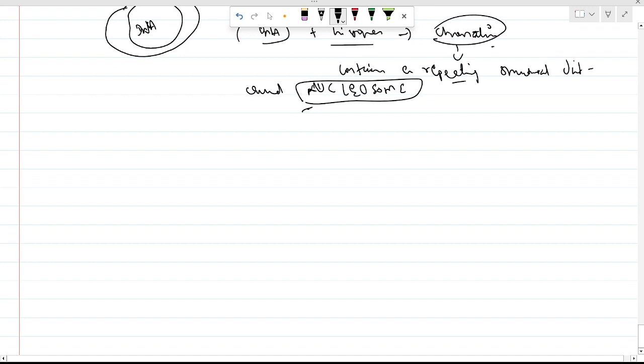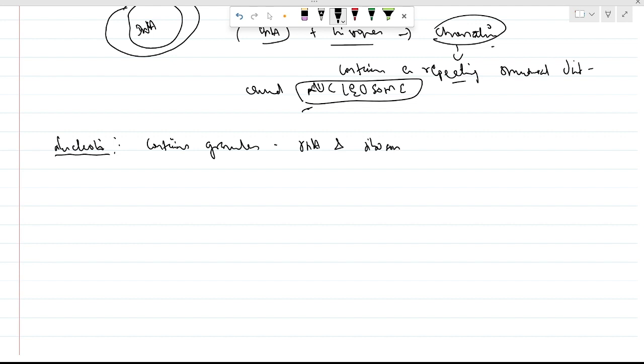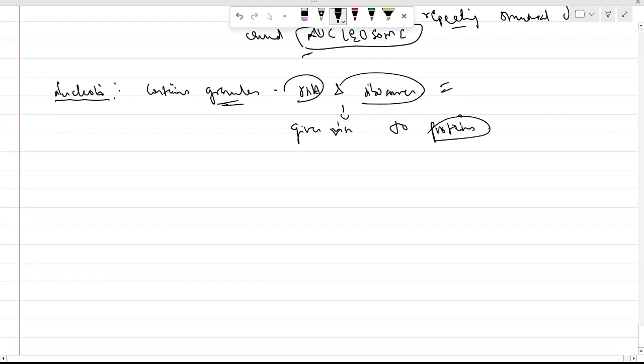Then in the nucleus we have another structure called nucleoli. This nucleoli contains granules. These granules are RNA and ribosomes. This, as we know, gives rise to proteins. RNA and ribosomes are involved in translation and give rise to proteins.